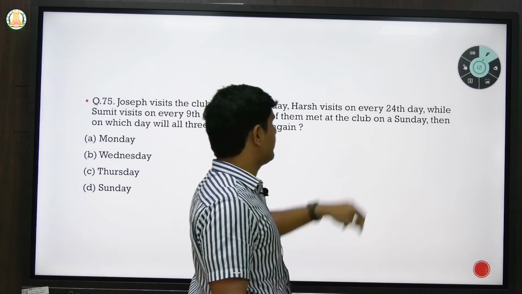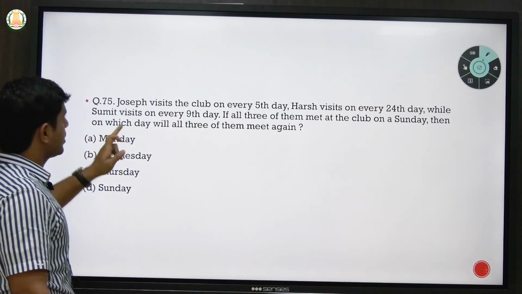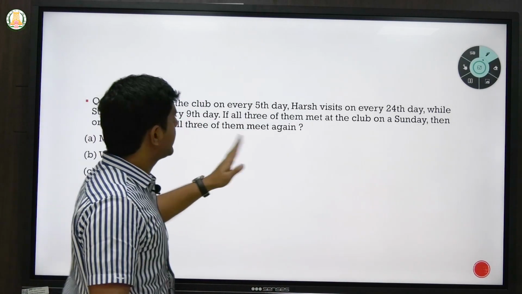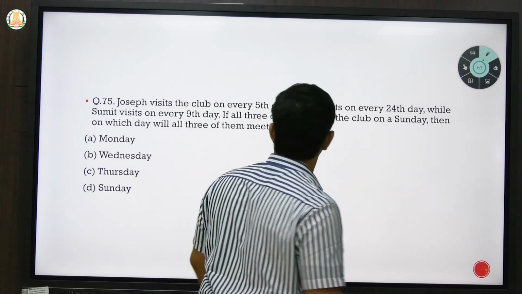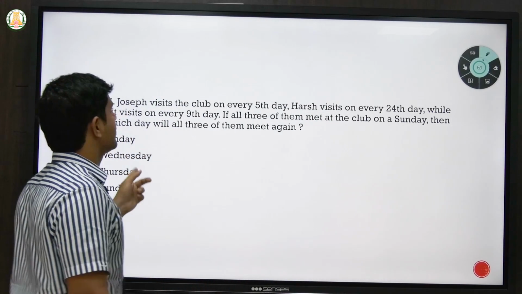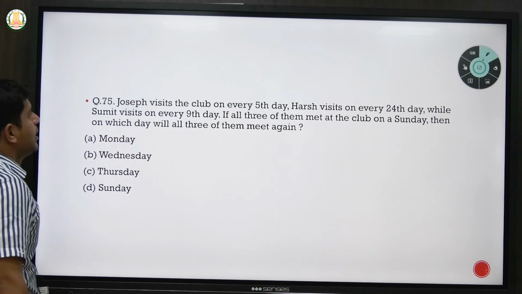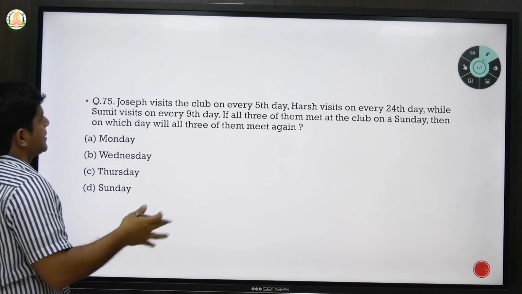Harsh visits on every 24th day, while Sumit visits on every 9th day. If all 3 of them met at the club on Sunday, then on which day will all 3 of them meet again? Okay, so what he is saying is there is some pattern.